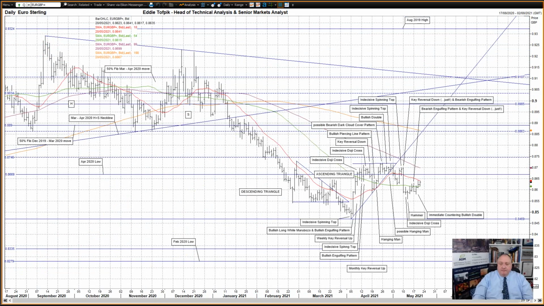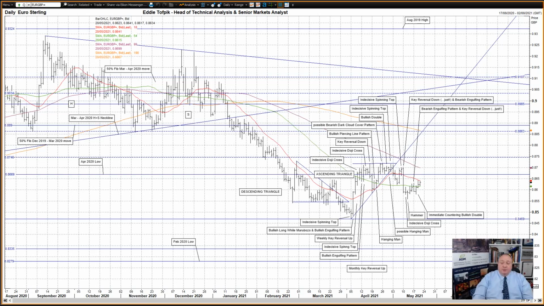Euro sterling. A second bullish white soldier yesterday and a follow-on to the previous session's immediate countering bullish double. The base of the action was on the short medium moving average, currently 86.15, and it was interestingly capped by the short moving average, currently at 86.41. Quite a narrow range overall. I've recently spoken about the possibility of the April based ascending triangle morphing into a double, maybe even a triple top. Well, the jury is still out on that one.